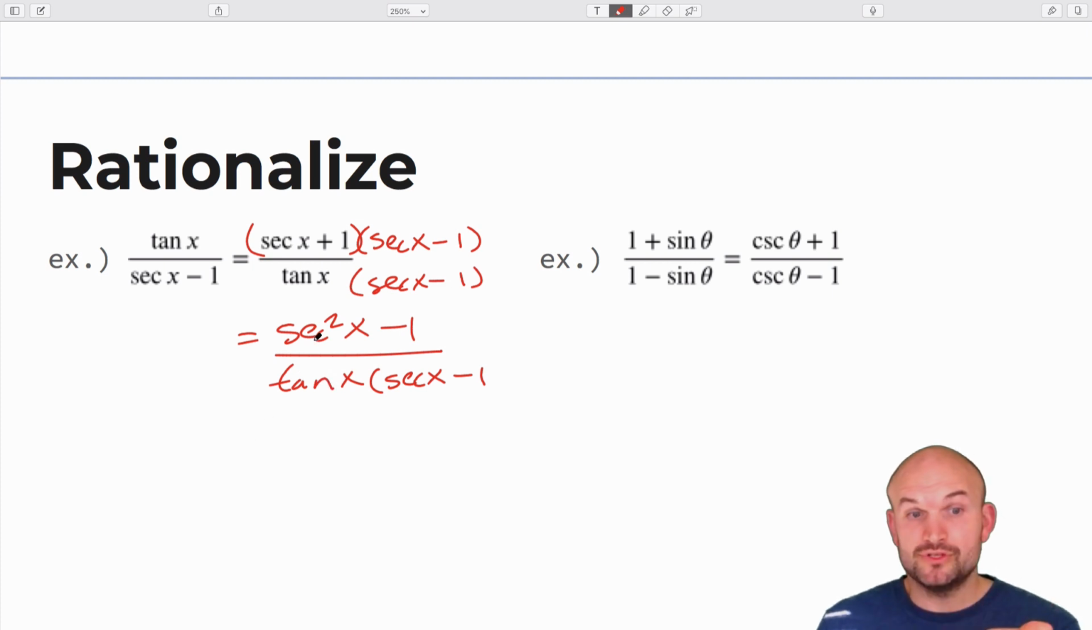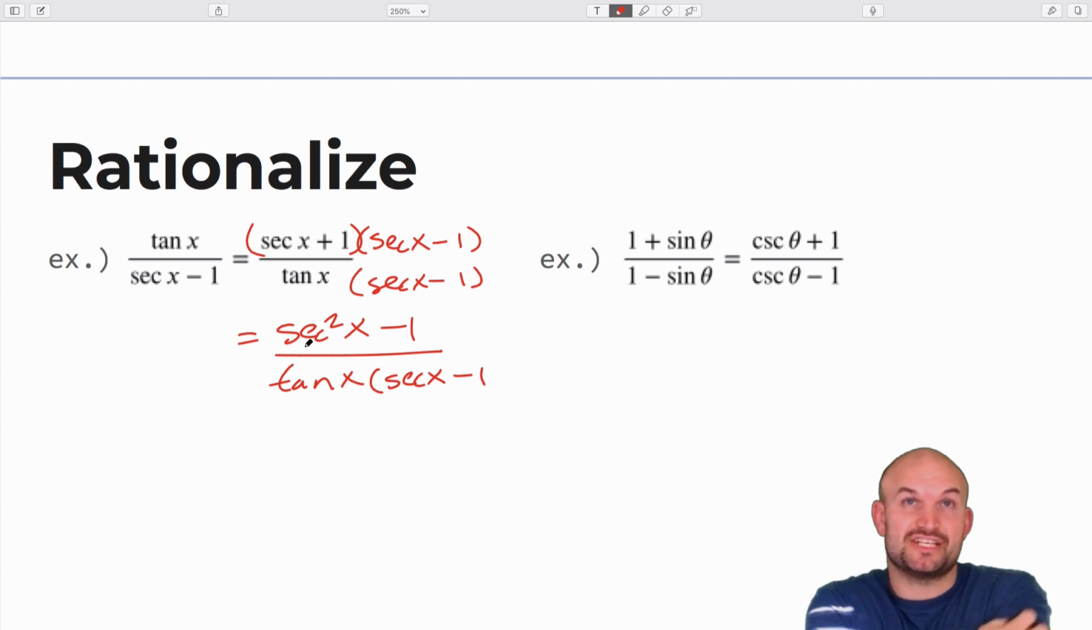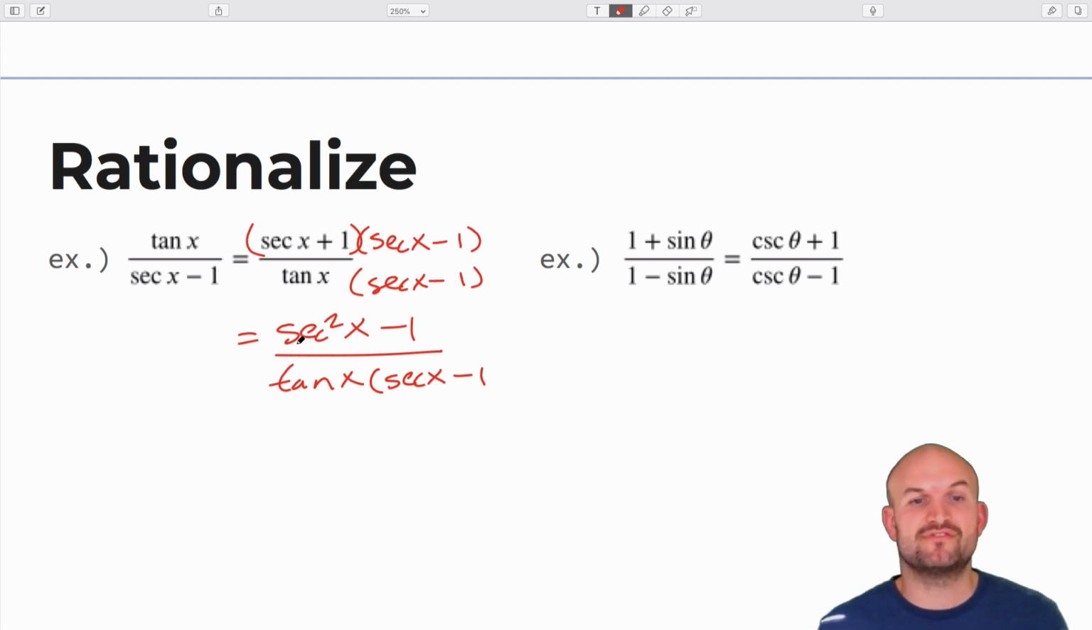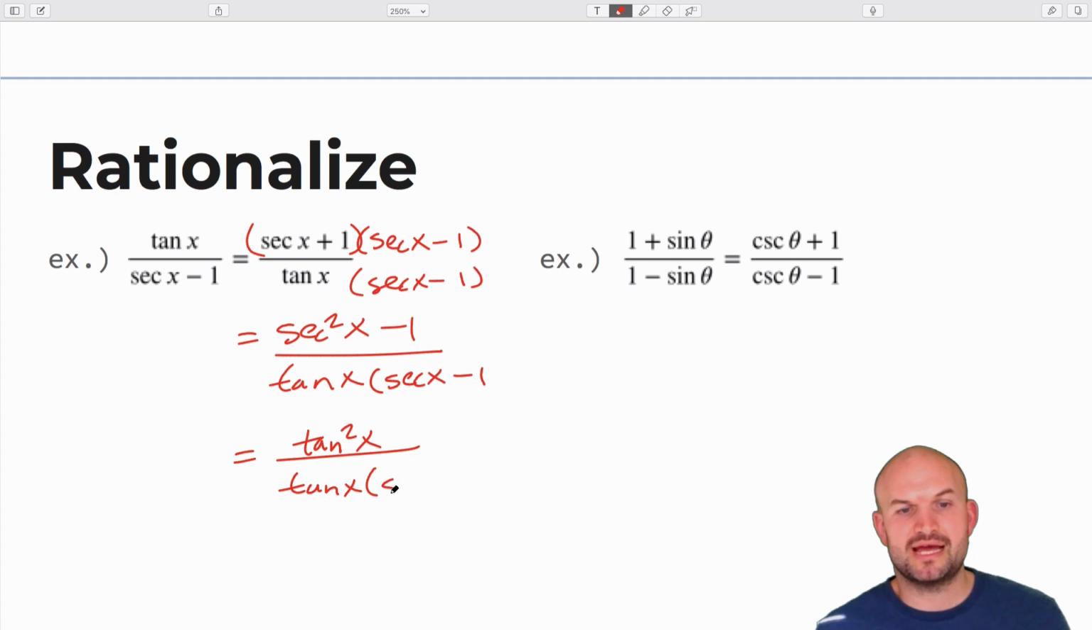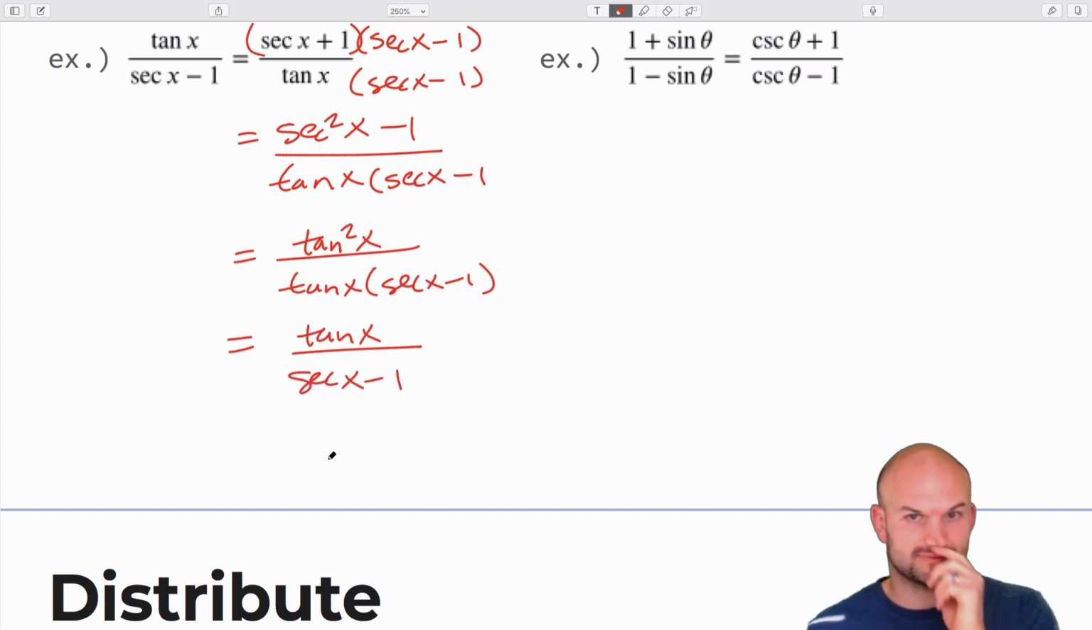Okay, now using my Pythagorean identities, right? If you recall, it's going to be 1 plus tangent squared of x equals secant squared of x. So therefore, if I have secant squared of x minus 1, that's going to leave me with a tangent squared of x all over a tangent of x times a secant of x minus 1. So now you can see that the tangent squared divided by tangent leaves me with exactly my left-hand side, which is a tangent of x all over a secant of x minus 1.